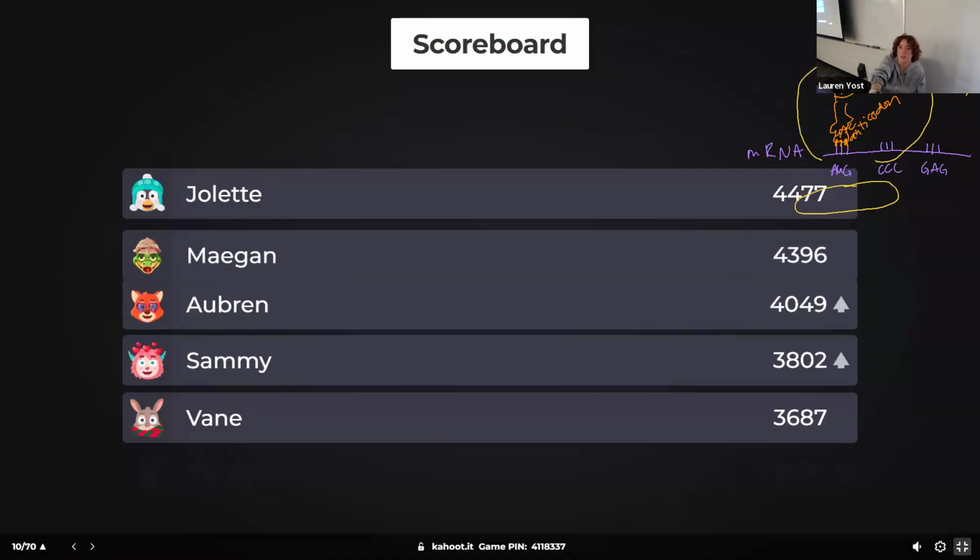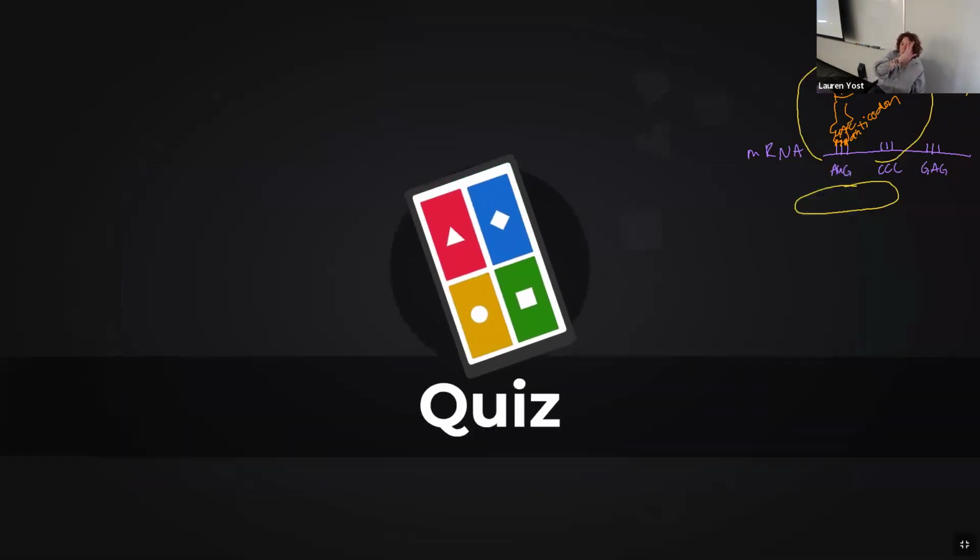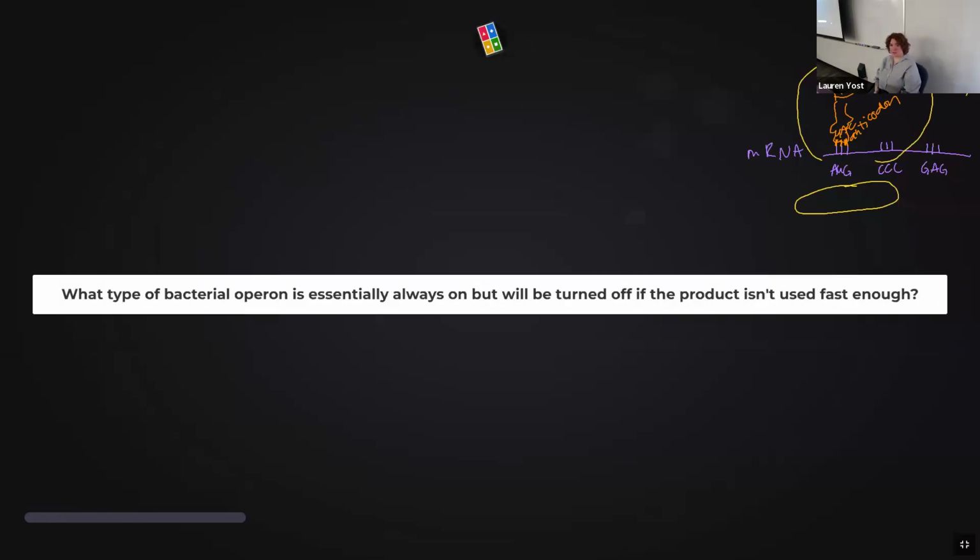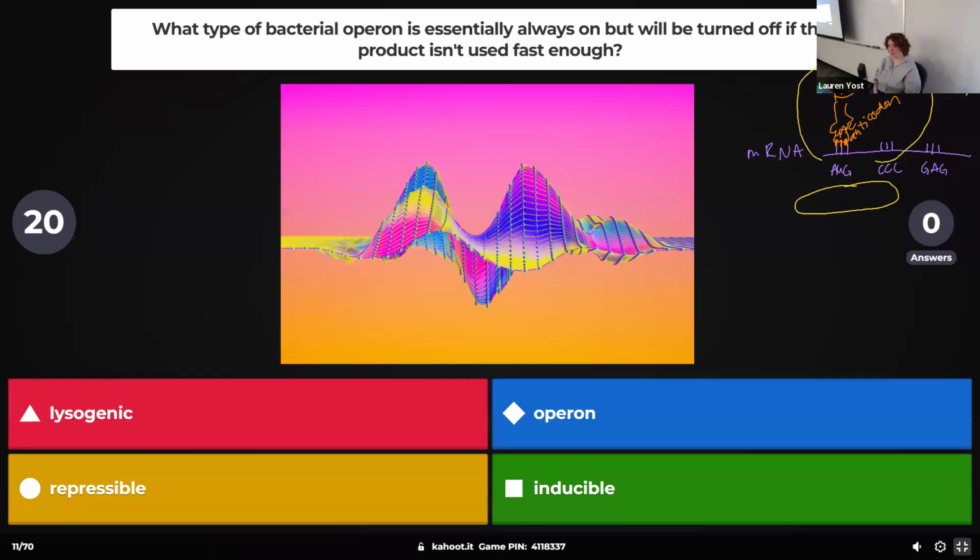All right, next. Doing good. All right. What type of bacterial operon is always on, but will be turned off if the product isn't used fast enough? It's on and can be turned off.